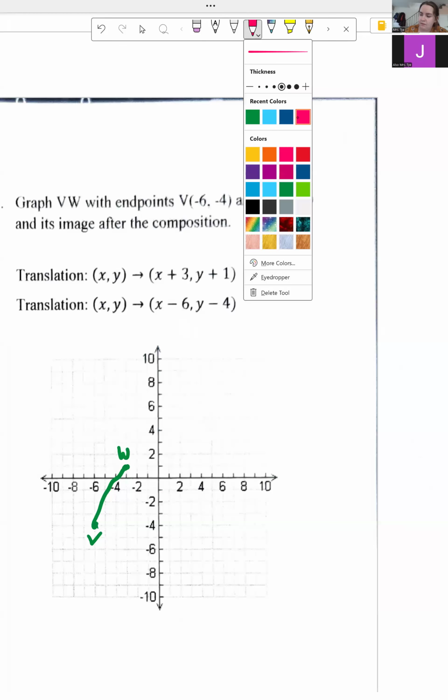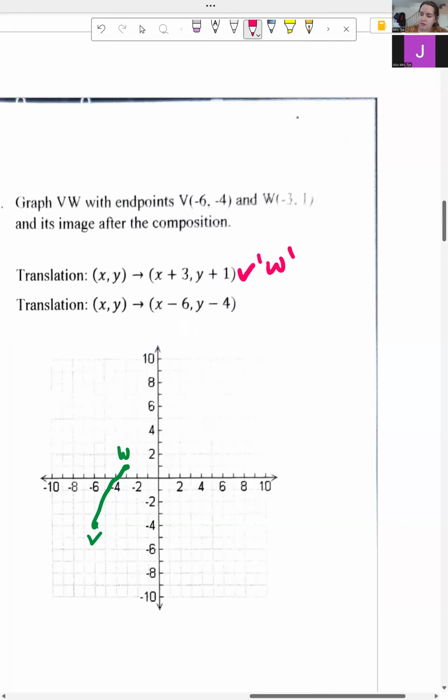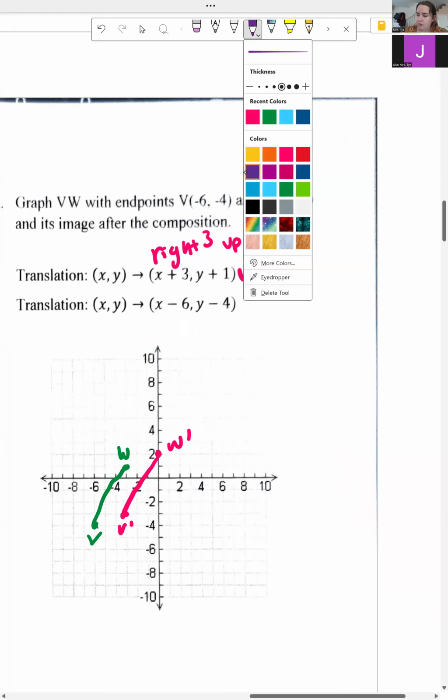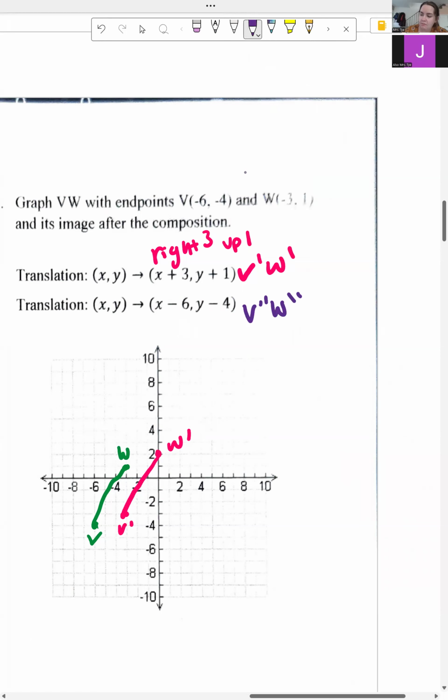Okay, our first one, V prime, W prime, looks like we're moving right 3, up 1. So from here, right 3, 1, 2, 3, up 1. That's V prime. And then this one, right 3, up 1. W prime. Okay, that's it. And then we're gonna graph its second image. Purple. Okay, so we got V double prime and then W double prime.